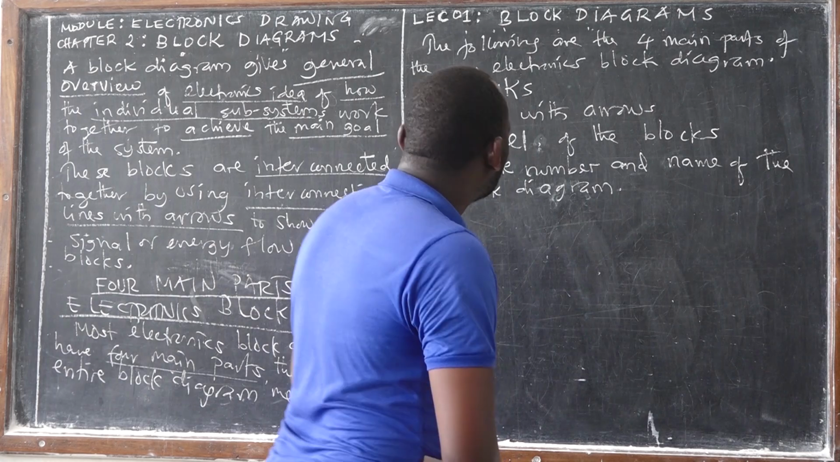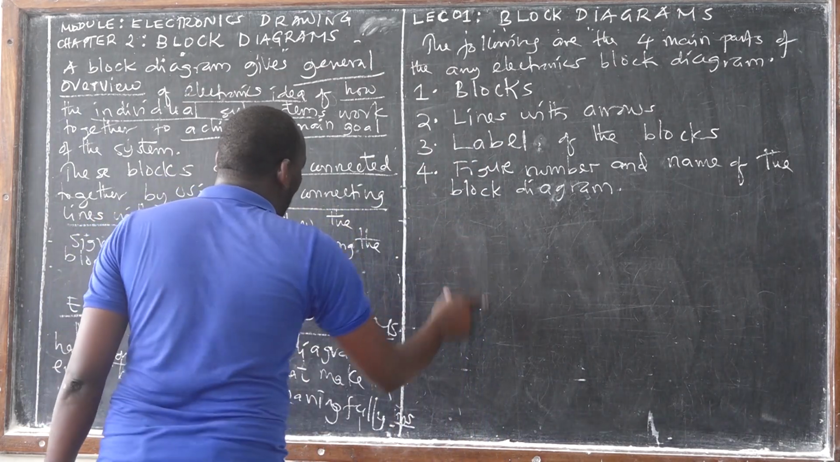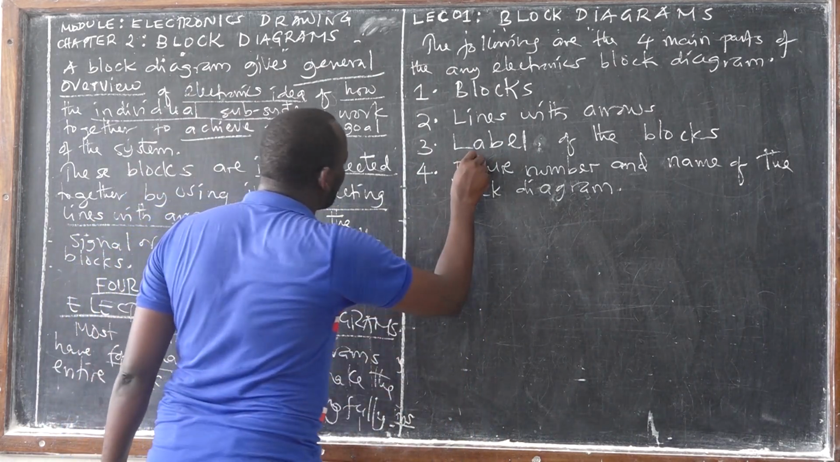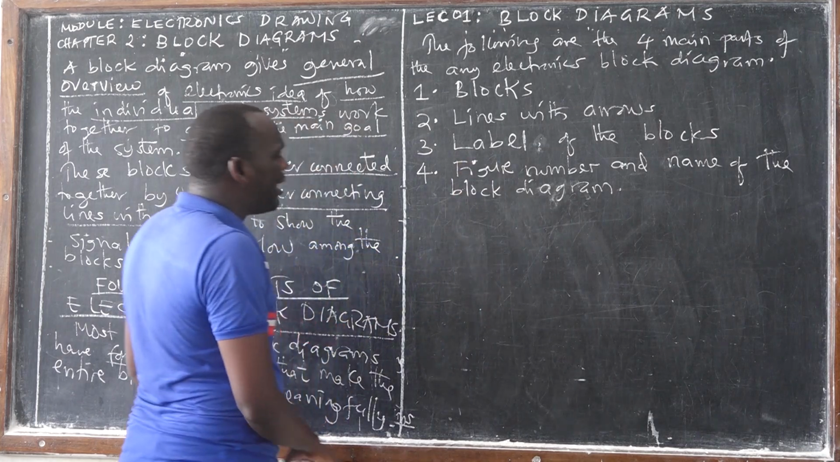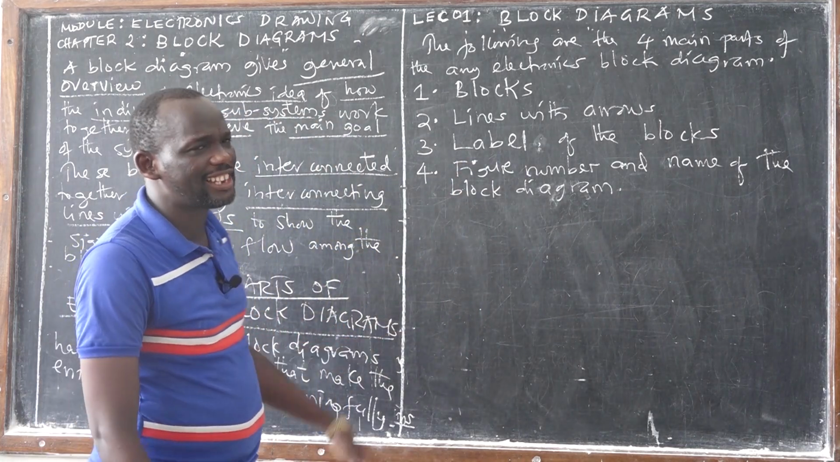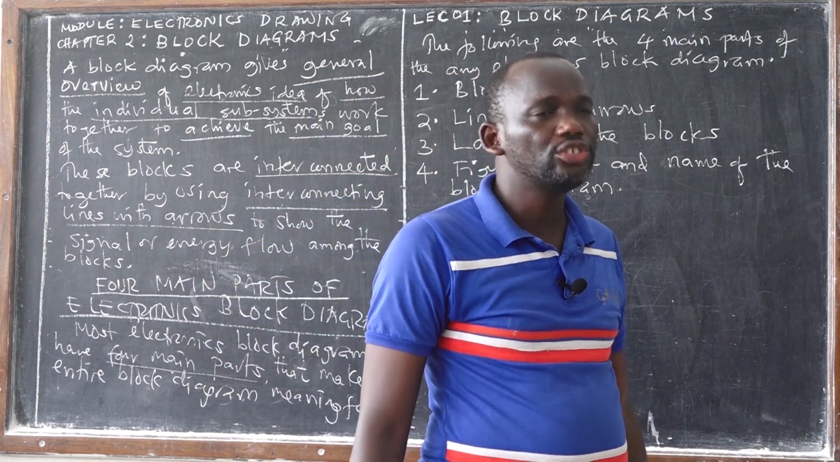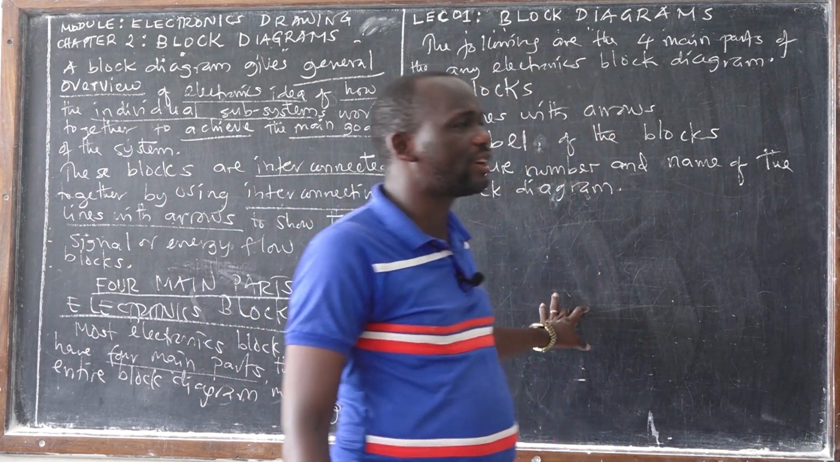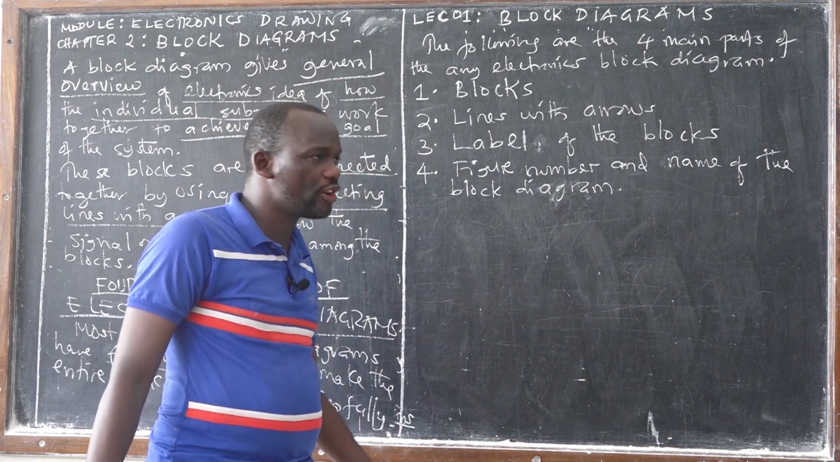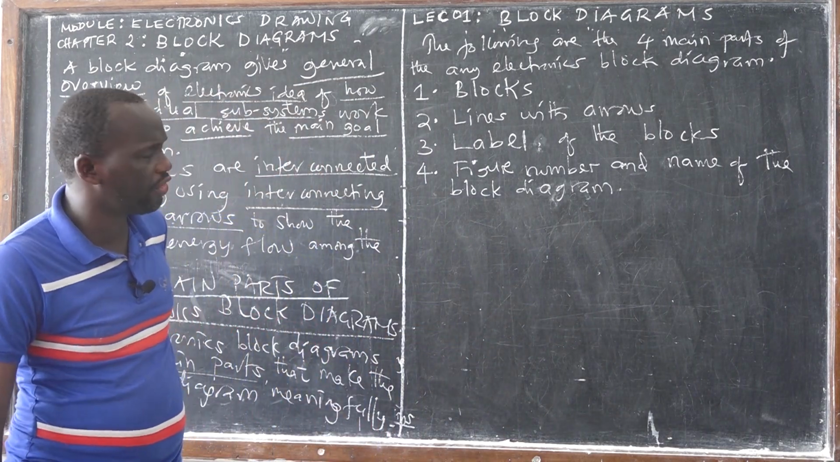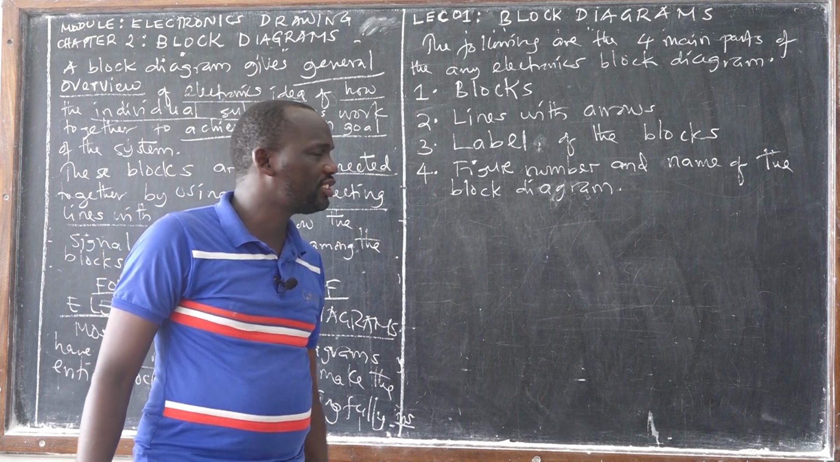Getting it? So these are the 4 main parts. I want to tell you this is the truth, because there is no class that I have taught block diagrams in this style. Last year I taught a module called electronics product fabrication for the ordinary diploma, level 6 or third year, and also the first-year undergraduate students.